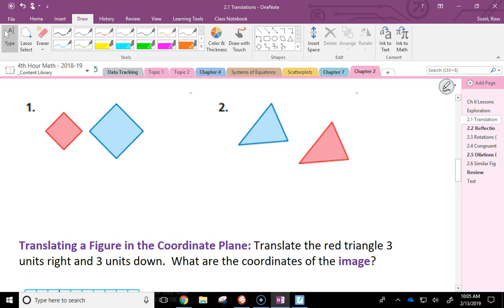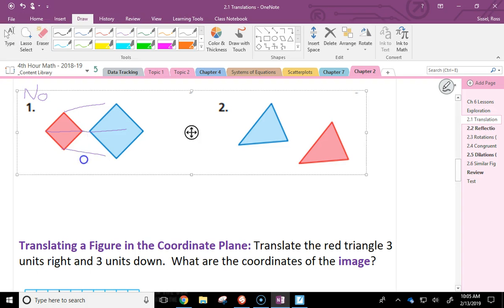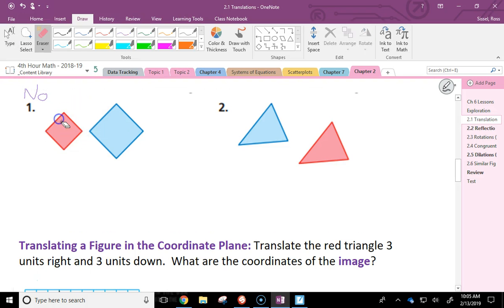All right. Evan, what do you got for number 1? Number 1 is no, and number 2 is yes. Okay, well, why is number 1 a no? Because it's a smaller size of everything. Yeah. This one, I want to say yes, because it looks like, hey, they went this way, this way, this way. It looks like it translated. But the other thing is, it got bigger. Yes. So that's going to be one that we will talk about in the future. So this one is definitely a no. Number 2 is yes. All it was is simply, we moved.